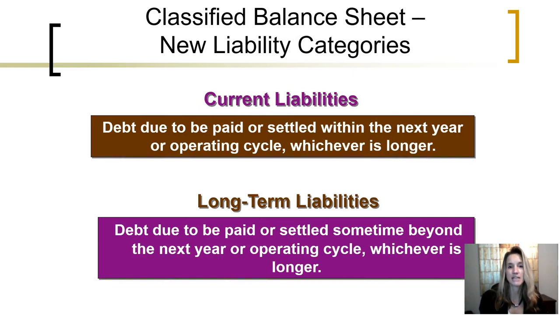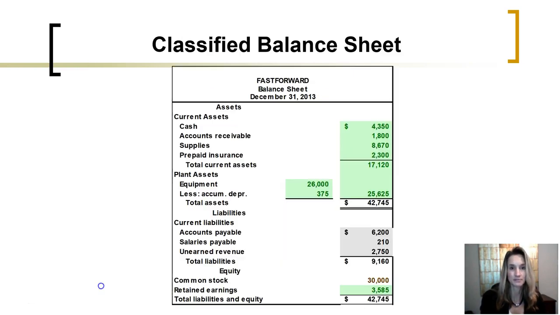Within the liabilities section of the classified balance sheet, we classify the liabilities whether they are current or long-term liabilities. Current liabilities are liabilities that have to be paid or settled within the next year or the next operating cycle, whichever is longer. And long-term liabilities is debt due to be paid off or settled sometime beyond the next year or operating cycle, whichever is longer.